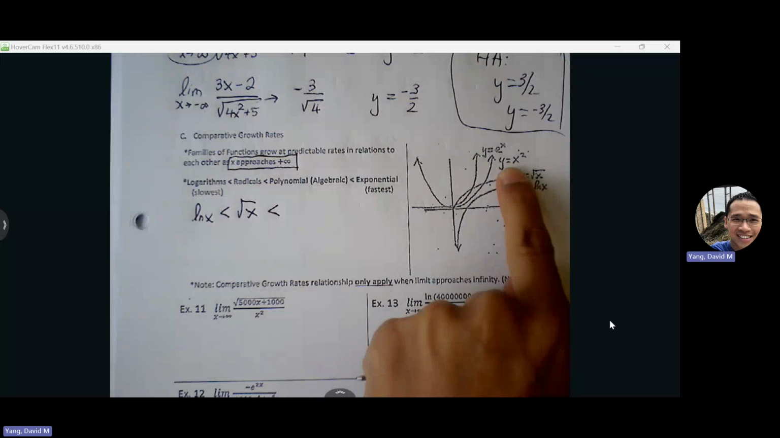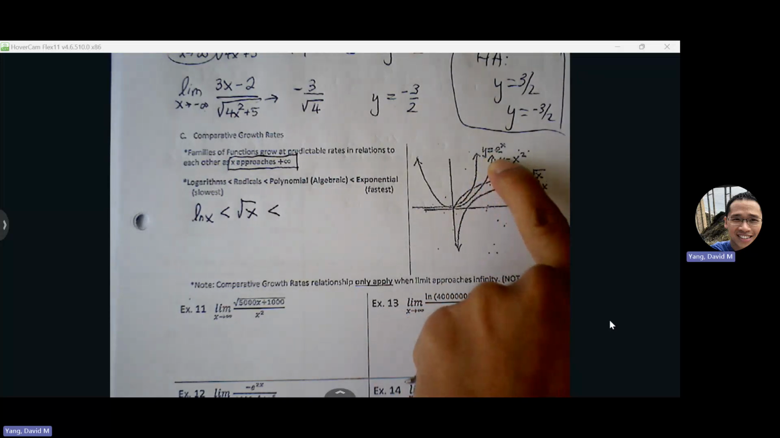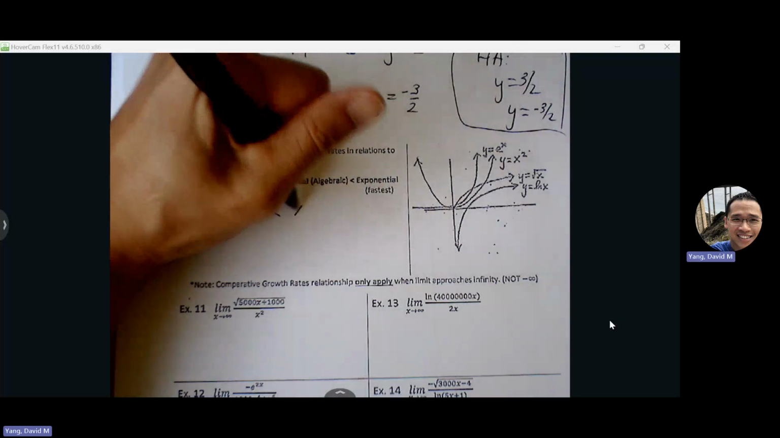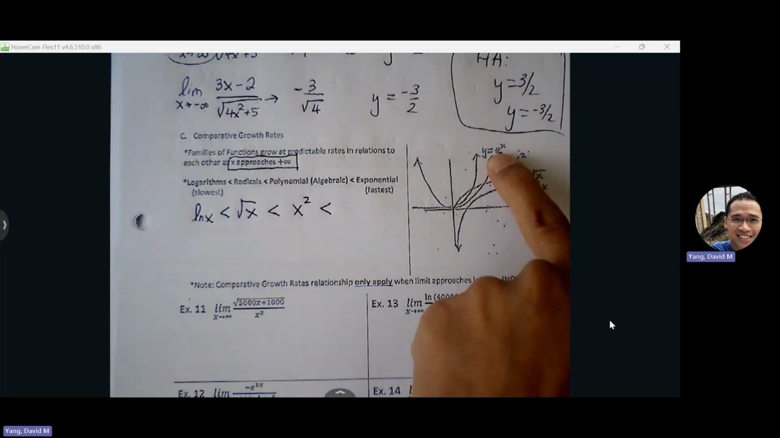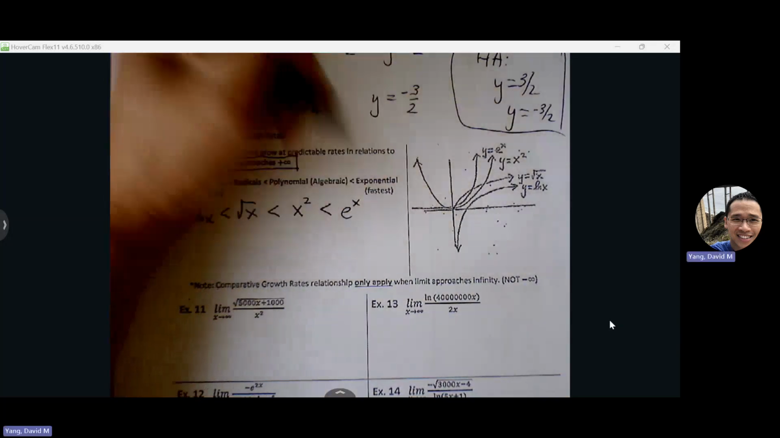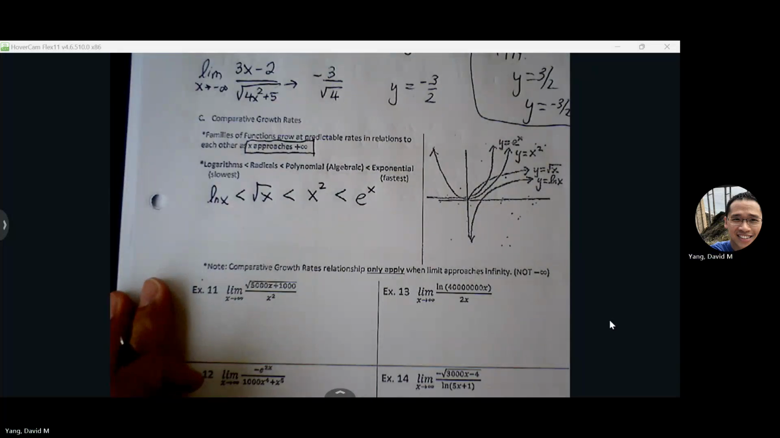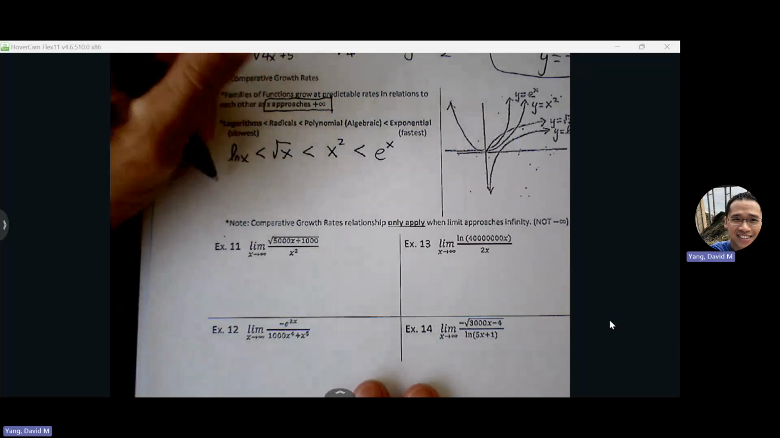Polynomials like x squared, x cubed, x to the fourth, we can see that it is rising at a faster rate than the previous ones. And finally, exponential functions like 2 to the x, e to the x. If I have a variable in the exponent, my exponential function grows at the fastest rate. Right. So here's what's nice about this relationship.